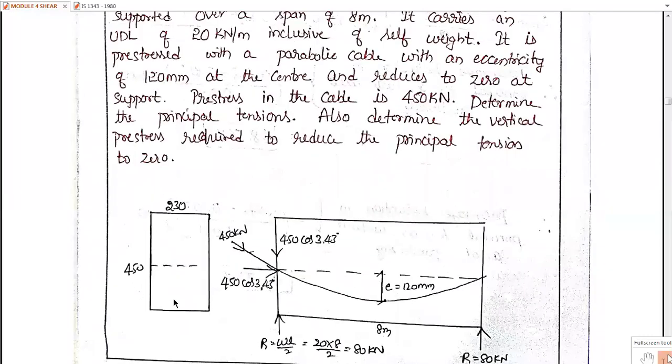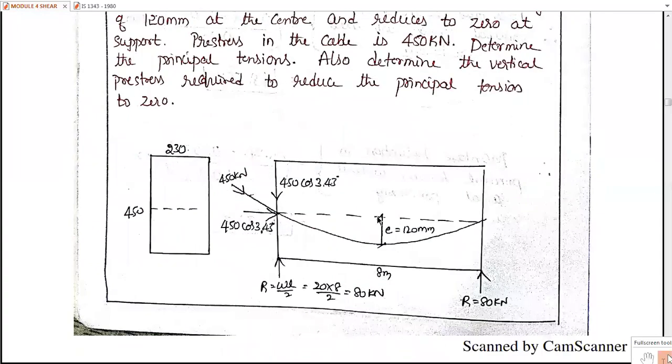Yes, this is the cross sectional dimension. Breadth of the beam is 230 mm, depth of the beam 450 mm, length is 8 meter. It is having an eccentricity of 120 mm at the midspan, and it is concentric at the support. Now the pre-stressing force in the cable is 450 kN. Again we need to resolve here. 450 cos theta, 450 sin theta. Parabolic variation, theta is equal to tan inverse of 4e divided by L.